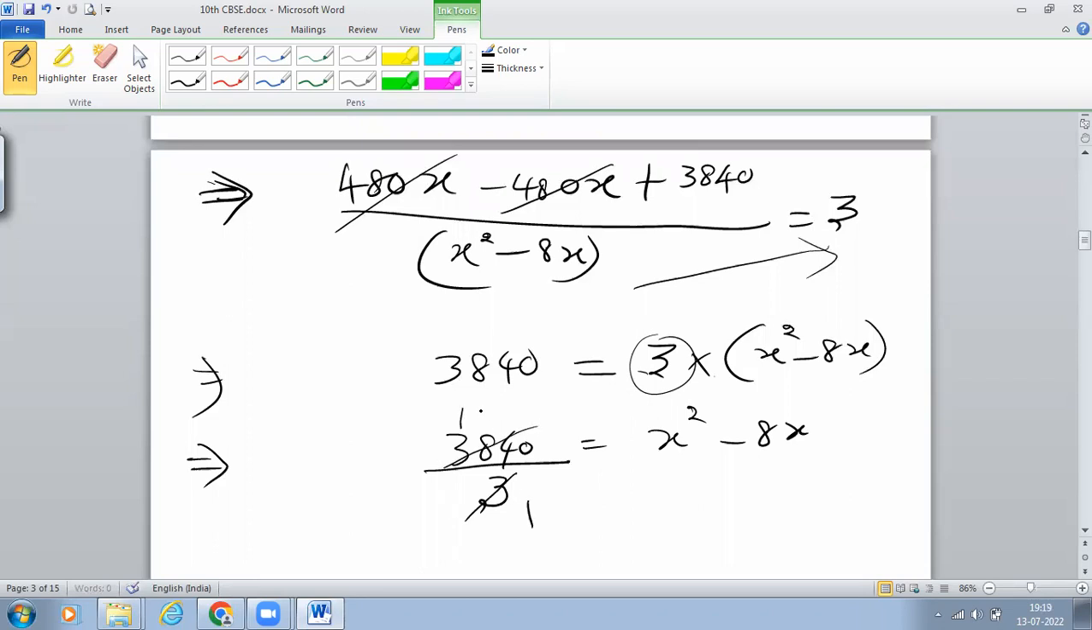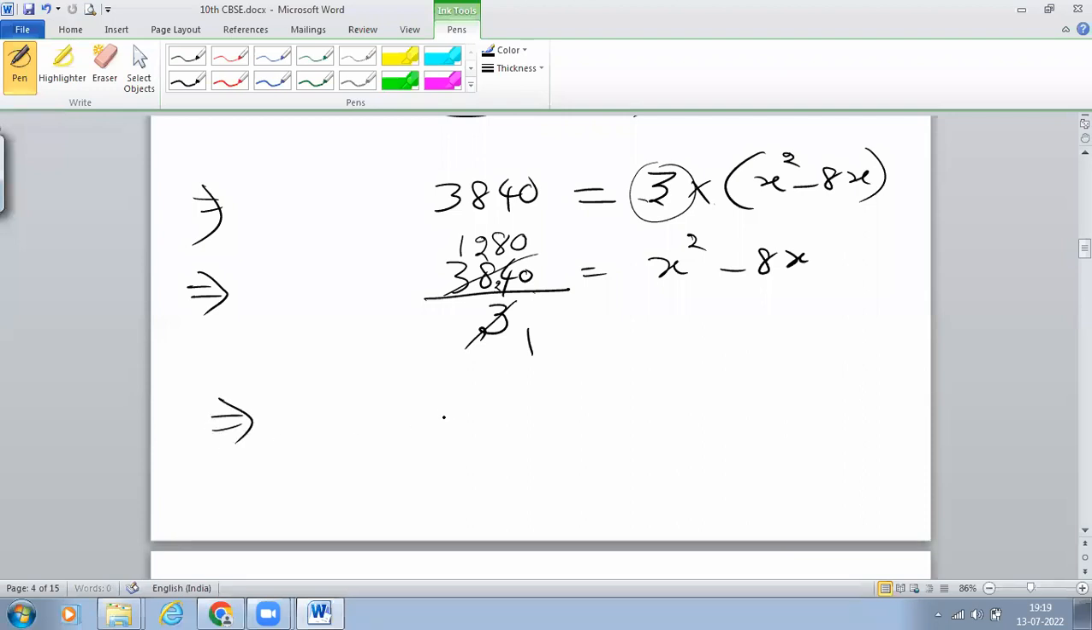Here in 8, how many times will 3 come? 3 twos are 6. So 8 minus 6 is 2. So I have to put 2 over here. That remainder 2, so now 24. 3 8s are 24. Now this 0 will come over here, as it is, you have to put that 0. So the answer of 3840 divided by 3 is 1280.